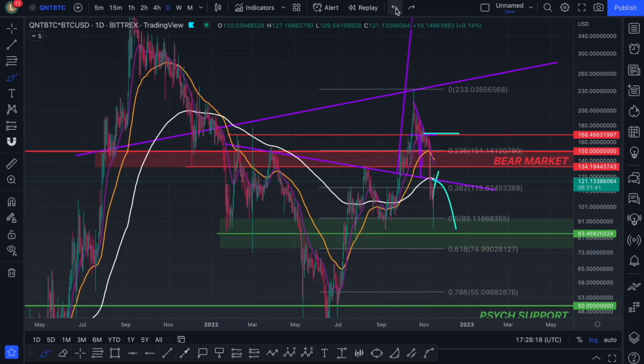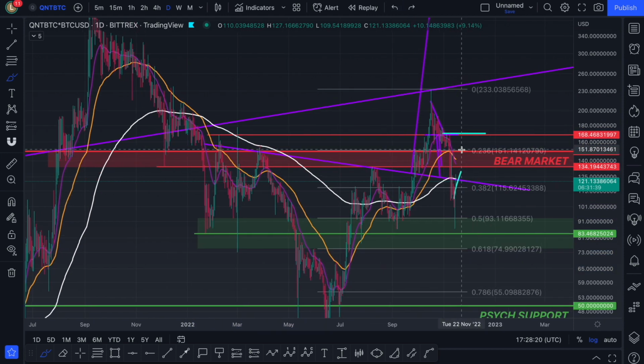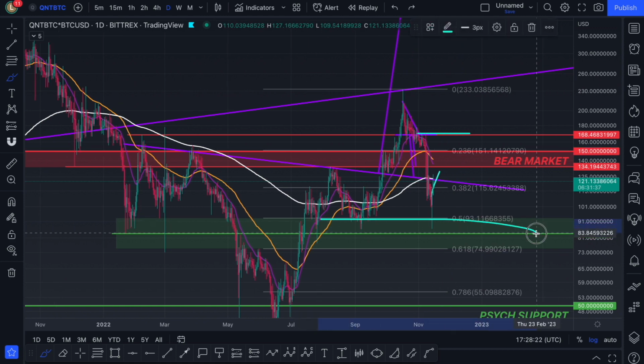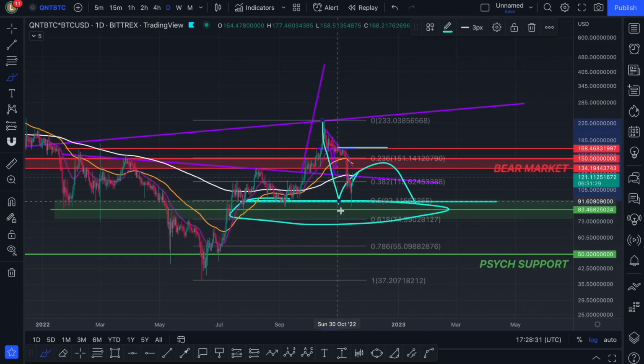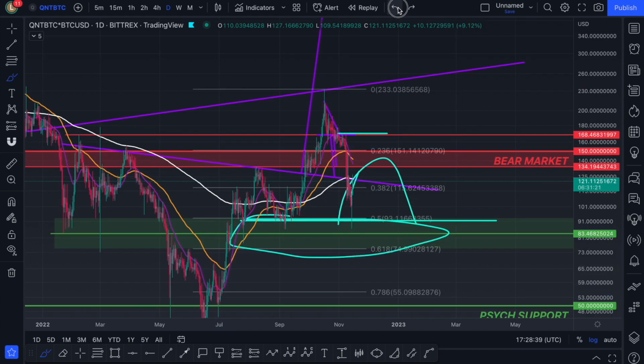So these could be the following moves down, meaning there could be one more dump after, if this is your neckline. So if a right shoulder forms here, we'd have to measure from the top to the bottom and move that to the breakdown. That would be bringing us back around these levels, around $40 to $50. And again, our psychological level of $50, this is the higher low that was formed.